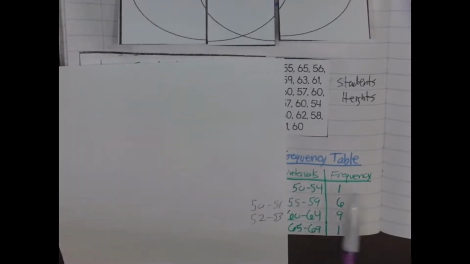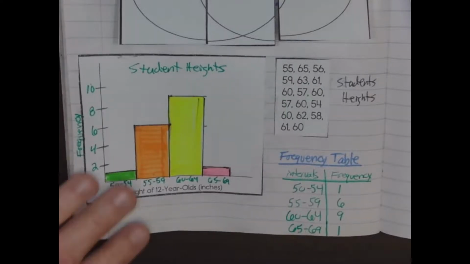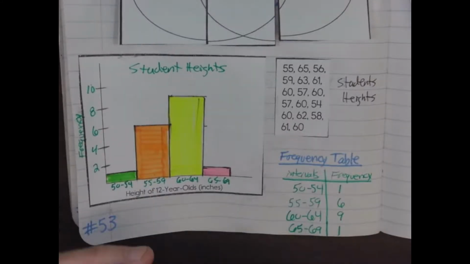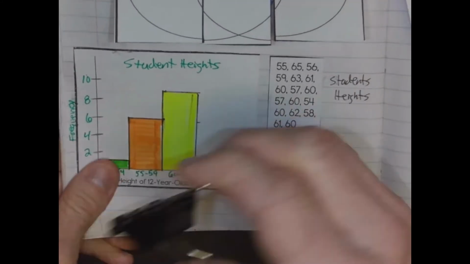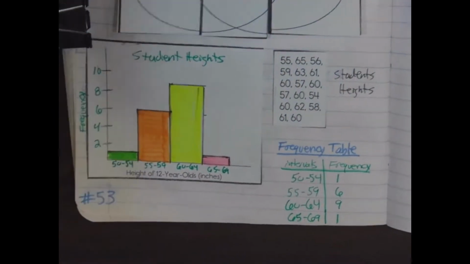Now what I'm going to do is make a histogram. Let me show you how a histogram looks. This is what the final piece looks like. I want to explain to you how to make this. What you're going to do first is you have to have a title. So I put my title as student heights, as I have here.